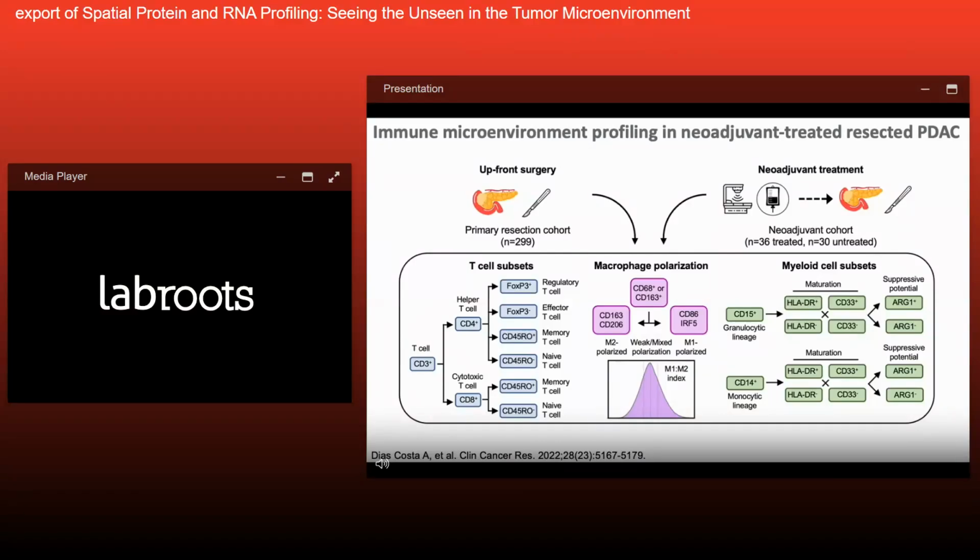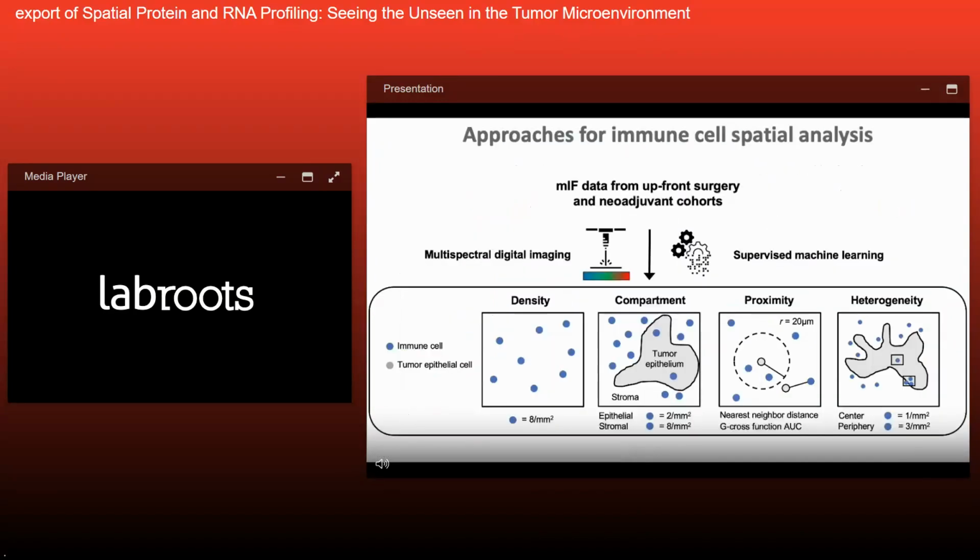And then we analyzed these with multiple immunofluorescence panels that allowed us to study T cell subsets, macrophage polarization, as well as myeloid cell subsets. We took that data and used it to ask multiple questions about the organization of immune cells. We were able to look at density, of course, but we could also look at compartment. Are the immune cells within the tumor intraepithelial area, or are they localized in the stroma? We're also able to look at multiple measures of proximity between tumor cells and immune cells, and we're also able to look at heterogeneity across the tumor. Are immune cell populations different in the center of the tumor versus the periphery?